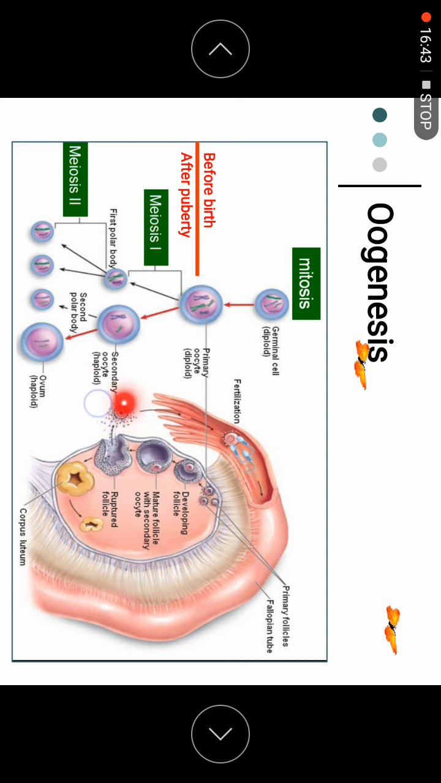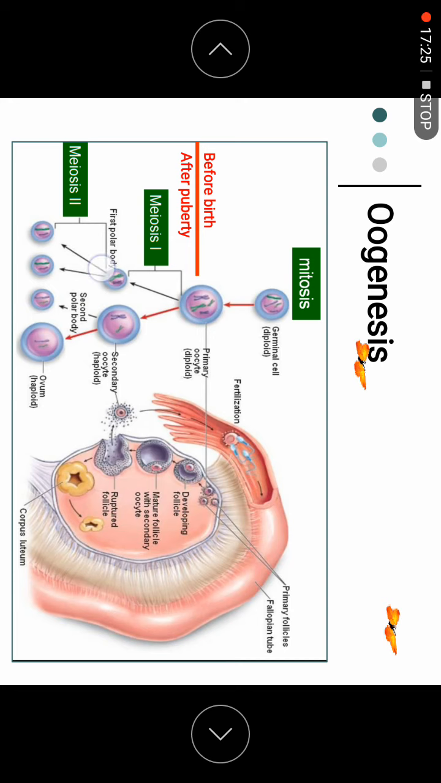Now the secondary oocyte will move inside the fallopian tube, and then it will finish meiosis 2 and become an ovum to be fertilized by the sperm. So every month, every 28 days, one primary oocyte will become matured, and they divide, and the first polar body and the second polar body, all the four here, will degenerate or disintegrate.